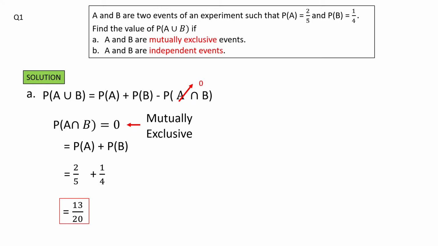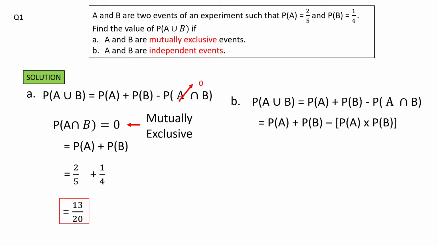For the second question, you are asked to calculate the probability A union B if A and B are independent events. If independent events, meaning we do have the intersection between set A and B. Therefore, we can find the probability of A intersect B. Probability A intersect B can also be written as probability A times probability B. Substitute the values and simplify to get the answer.